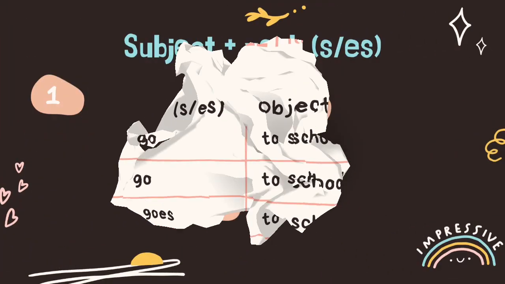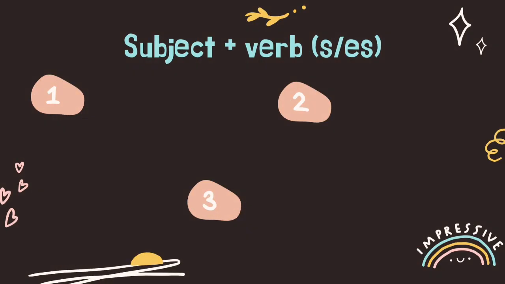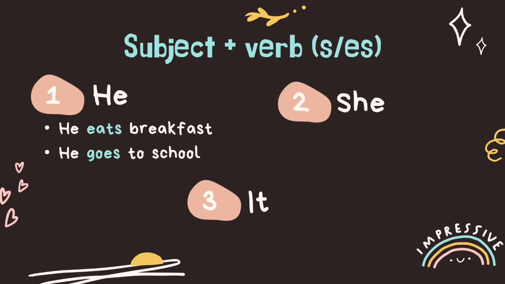Now, do you know any subject we add S or ES behind it? The subjects are he, she, and it. And the example, he eats breakfast. We add S after it because the subject is he. Then he goes to school. We add ES after go because the subject is he.